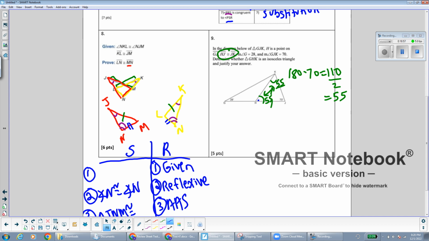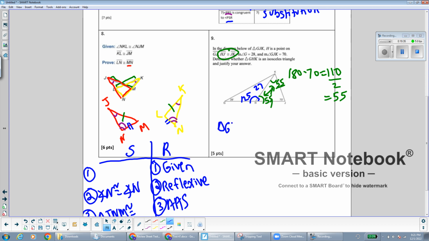Now I know that this angle and this angle are supplementary. They add to 180 degrees. So if I go to my calculator, 180 minus 55 is 125. Now, I know two angles in this triangle, the 125 and the 28. I can add them together. I get 153. And then I can subtract that from 180 to find the last angle, which is 27. So we do need to answer the question.